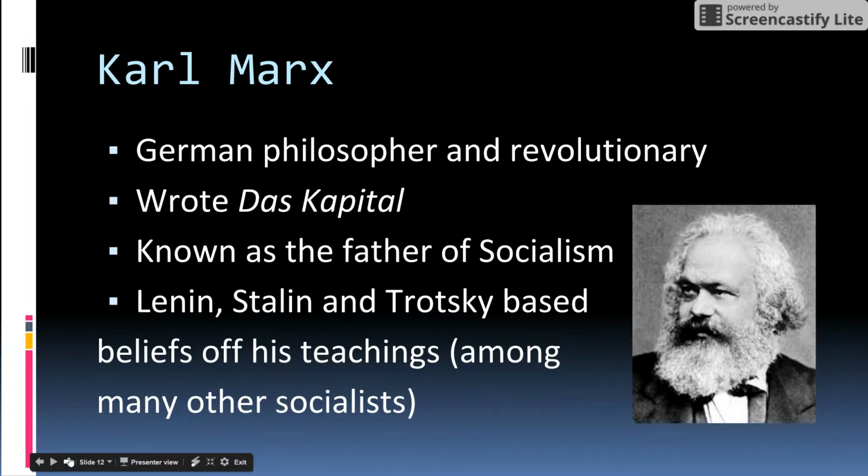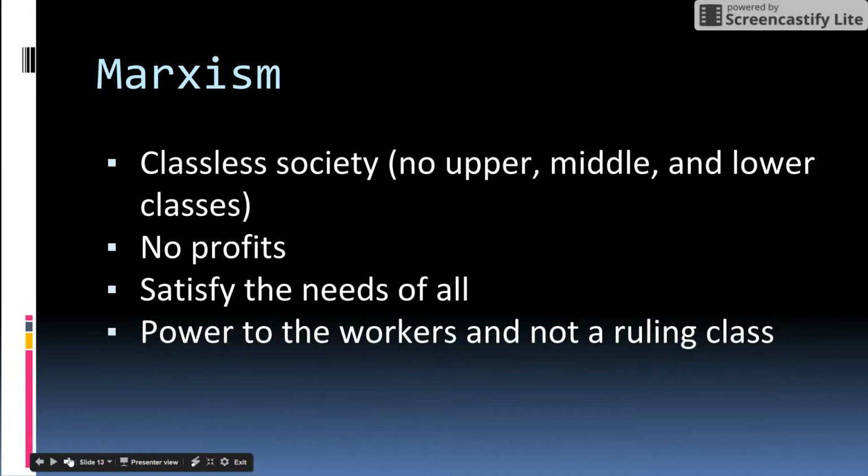Karl Marx, although he was not involved in the Russian Revolution in any way, shape, or form, his book and his teachings influenced this revolution. So he was a German philosopher and revolutionary, and he wrote a book called Das Kapital, and this was what made him known as the father of socialism. Lenin, Stalin, and Trotsky based all of their beliefs off of his teaching, among many other socialists. The socialist movement was huge throughout Europe and Central and South America and on into Asia during this time.